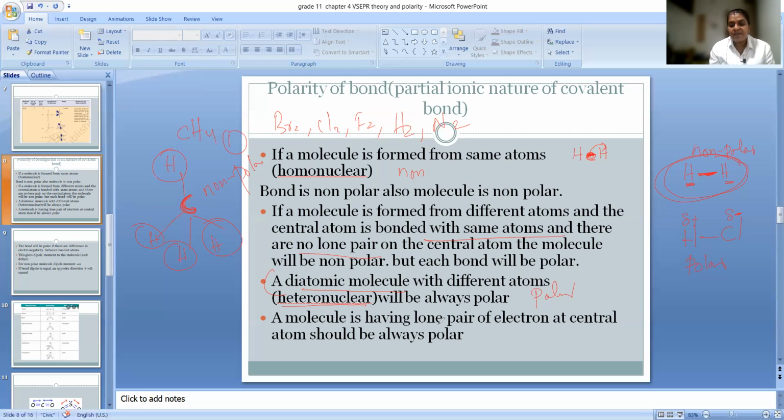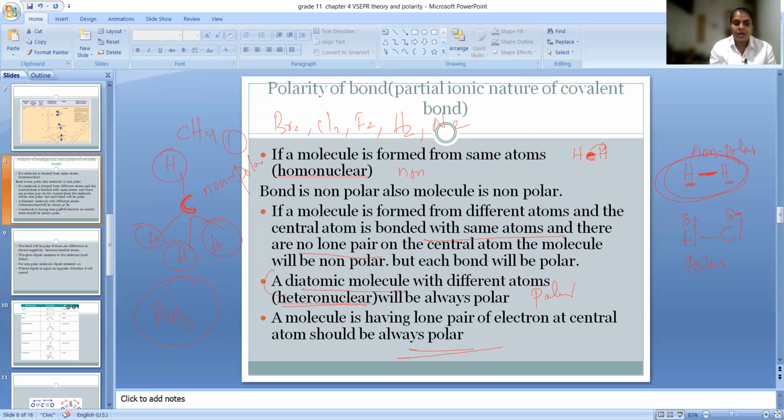Now, a molecule having a lone pair of electrons. That example we already learned, NH3, it has a lone pair of electrons. The geometry is pyramidal. Any molecule which has a lone pair of electrons should always be polar. So if a molecule is formed from the same atom, that should be non-polar. And if a molecule is formed from different atoms and the central atom is bonded to the same atoms and has no lone pair of electrons, that would be non-polar. A diatomic heteronuclear molecule should be polar, and also a molecule having a lone pair of electrons should be polar.